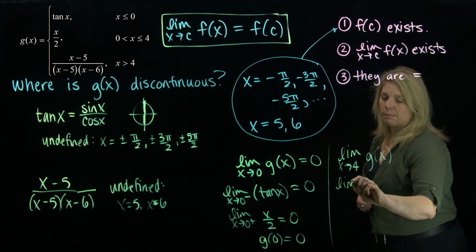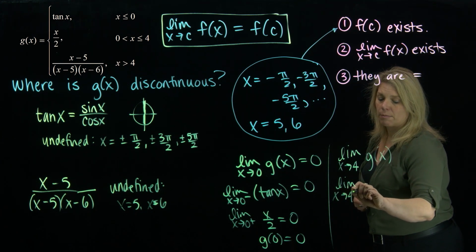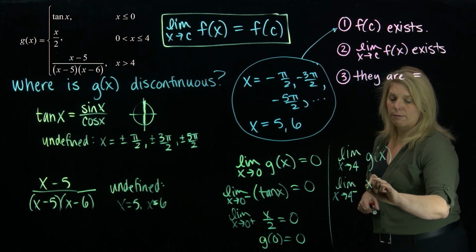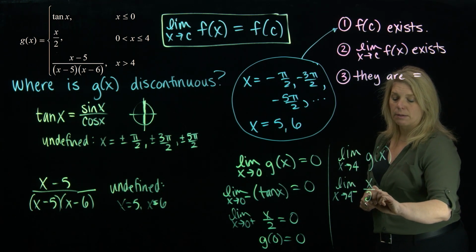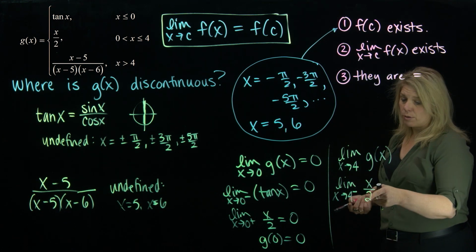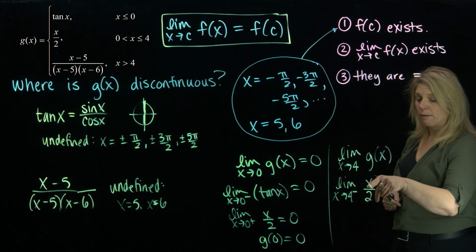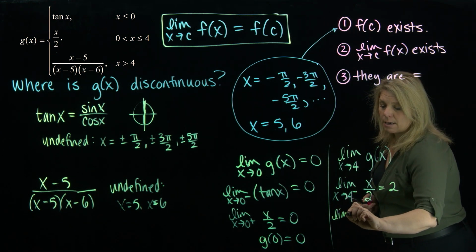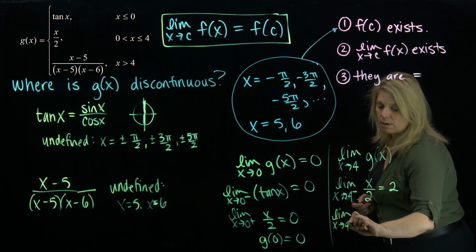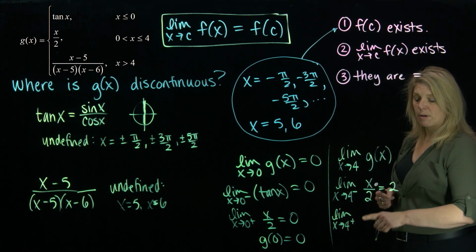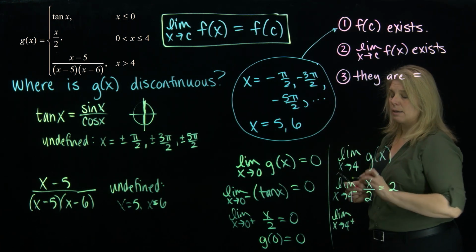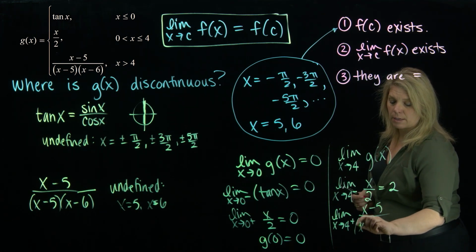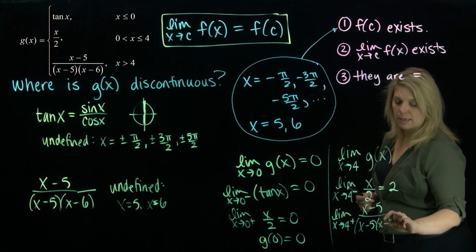I really need to consider each side of x equals 4. So a limit as x approaches 4 from the left of the function. When we're on the left side of 4, we're using the function equation, f of x equals x over 2. Substitution shortcut theorem for a polynomial, we get 4 over 2, which is 2. And when we're on the right side of x equals 4, we let x approach 4 from the right, we're on the other piece of the piecewise function, x minus 5 over x minus 5 times x minus 6.